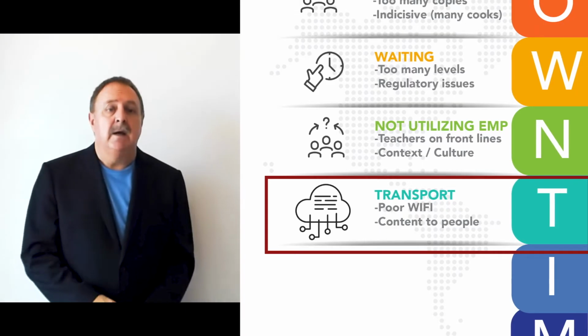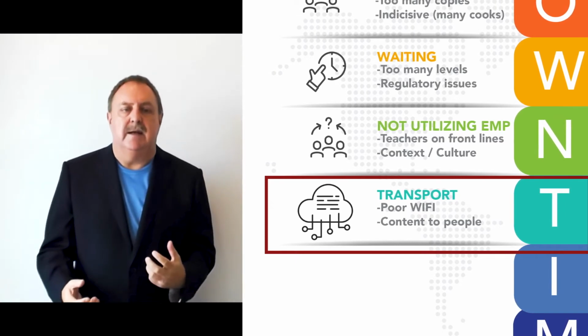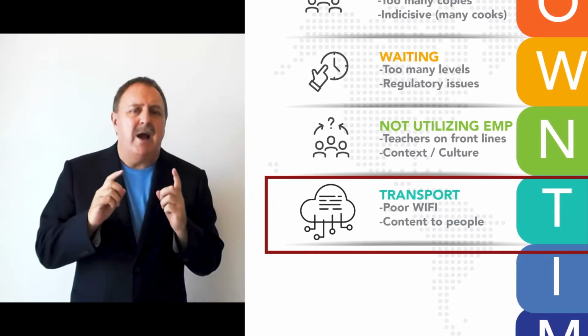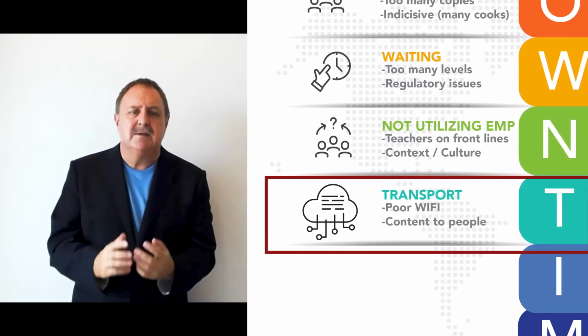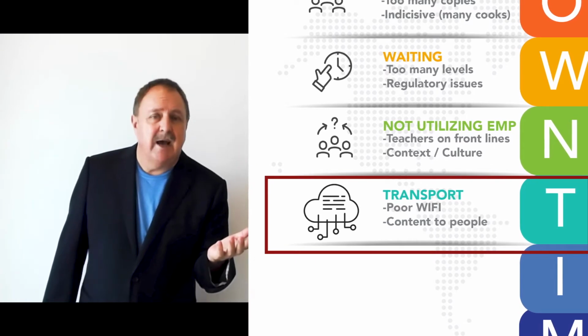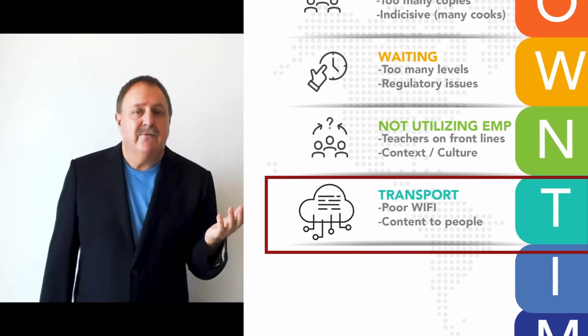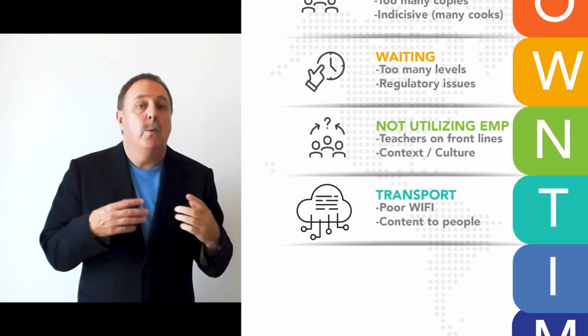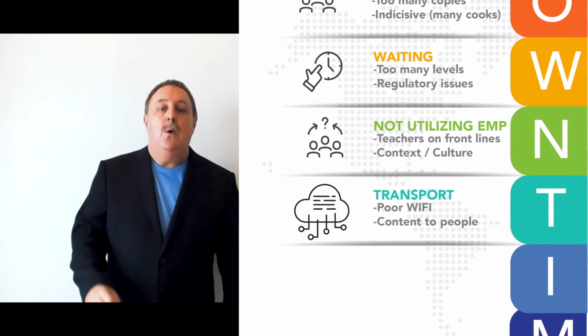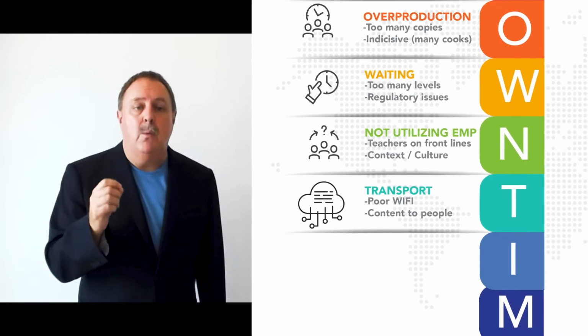Now we go to T, transport. This is moving content. Now it doesn't matter how great your content is if the print materials haven't arrived. I actually started a grade 6 math class recently for the first month of the year without the textbook. Or, in our case, poor Wi-Fi.